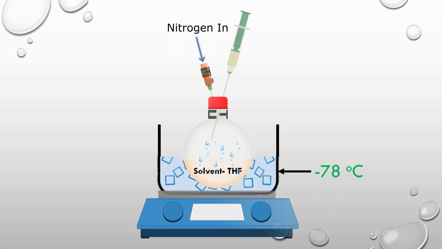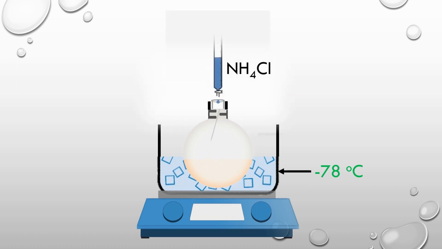A few more things you have to keep in mind while performing this reaction. This reaction should always be carried out in dry conditions in an inert atmosphere of nitrogen or argon, because organometallic reagents are readily reactive with oxygen. And the last but most important thing about this reaction is that after the completion of the reaction, the mixture must be quenched with ammonium chloride.